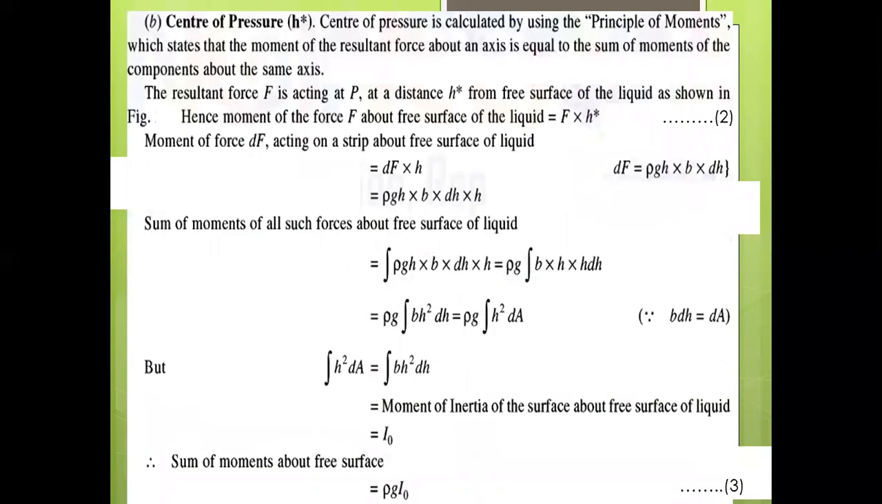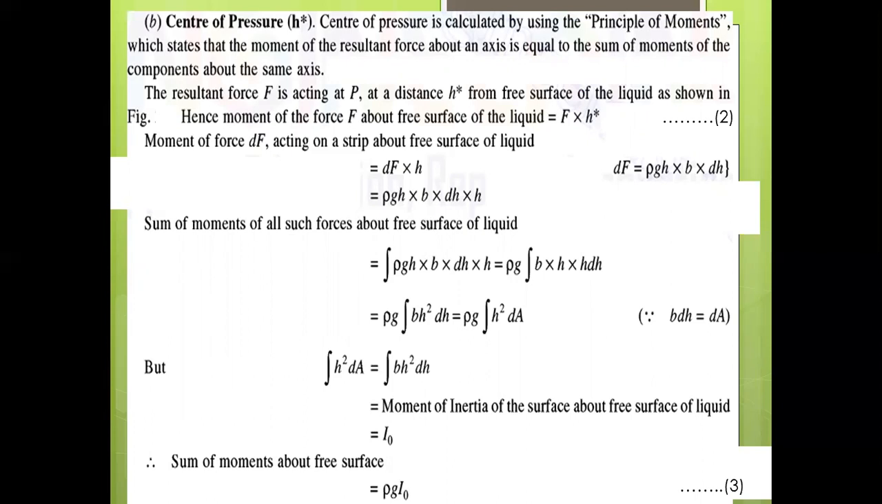Now the second point is the center of pressure. The center of pressure is calculated by using the principle of moments, which states that the moment of the resultant force about an axis is equal to the sum of moments of components about that same axis. Hence, the resultant force F is acting at P at a distance h star from the free surface of the liquid, as shown in the figure. Hence, the moment of force F about the free surface of the liquid is equal to F into h star.